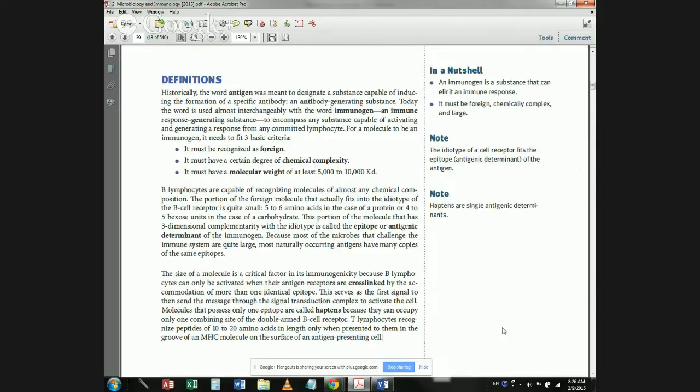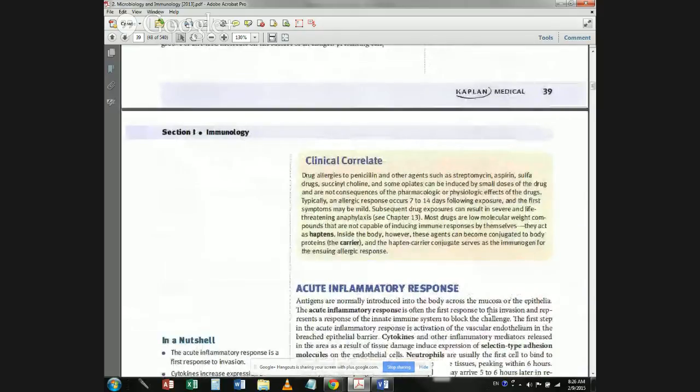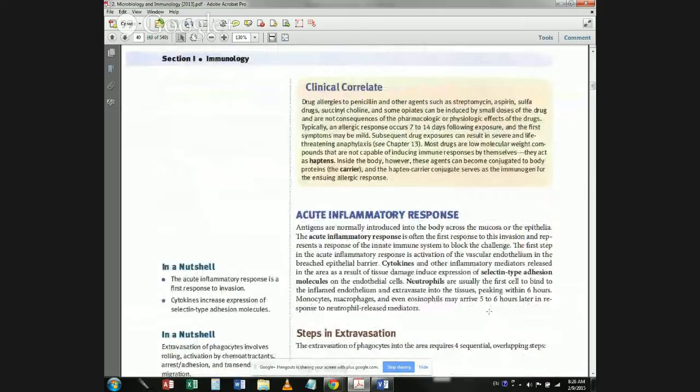All right, next page. Clinical correlate. Drug allergies to penicillin and other agents such as streptomycin, aspirin, sulfa drugs, succinylcholine, and some opiates can be induced by small doses of the drugs, and are not consequences of the pharmacologic or physiologic effects of the drugs. Interesting. So it's not that some kid comes in with a penicillin allergy because they ate penicillin and it did something to their body and that body effect is causing it. No. It's actually components of the drug itself that are causing this reaction.